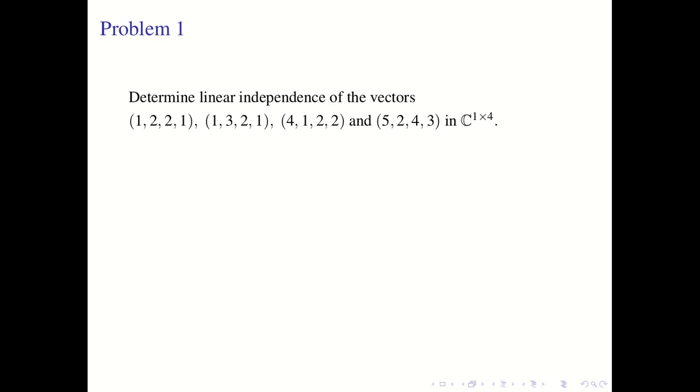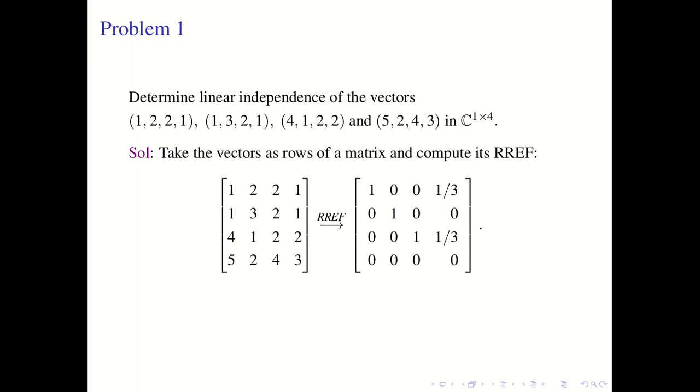Determine the linear independence of the vectors (1, 2, 2, 1), (1, 3, 3, 1), (1, 3, 2, 1), and (4, 1, 2, 2) and (5, 2, 4, 3) in C^4. So take these vectors as rows of a matrix. It will become a 4 by 4 matrix, and then compute its row reduced echelon form.